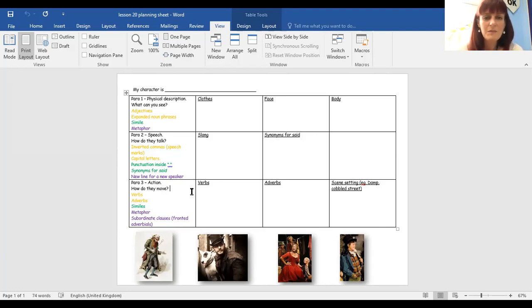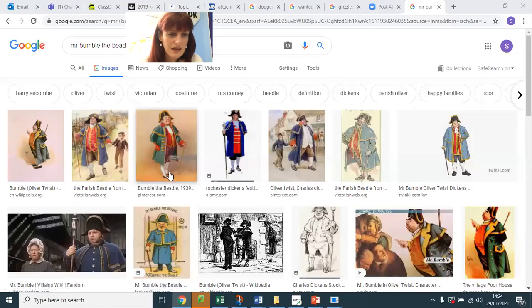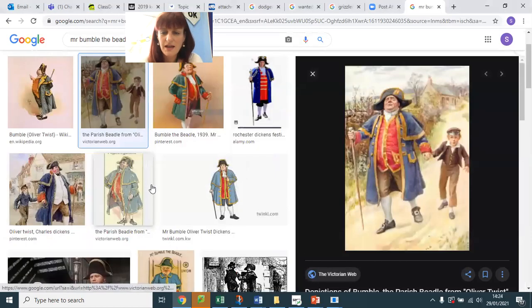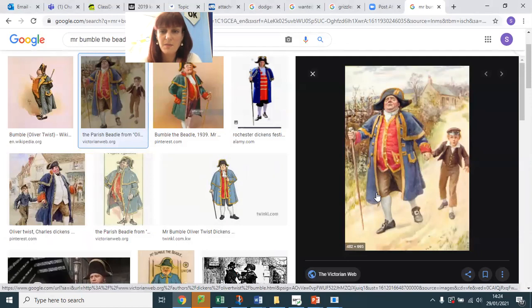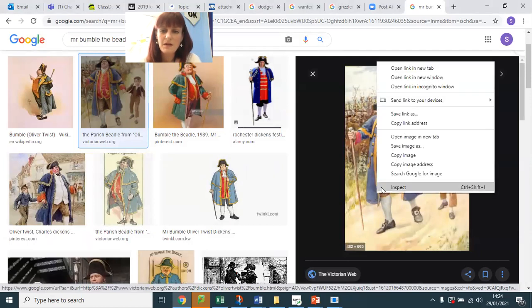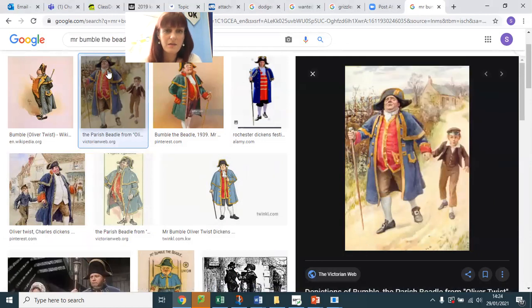Now, I am going to be doing a character description of Mr. Bumble. So what I'm going to do right now is see if I can find a picture of Mr. Bumble, okay? Mr. Bumble, Oliver. Here we go, right. I'm going to find a picture and then show you what it looks like. So here we go. There it is. And I am going to look at this picture here. This is my character, Mr. Bumble. So I'm going to copy it and then put it back on my planning sheet.